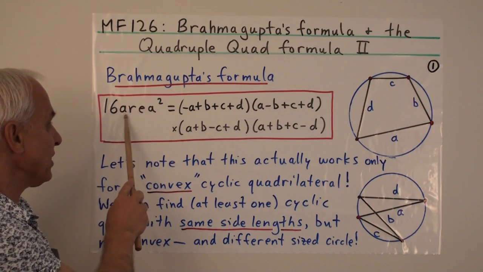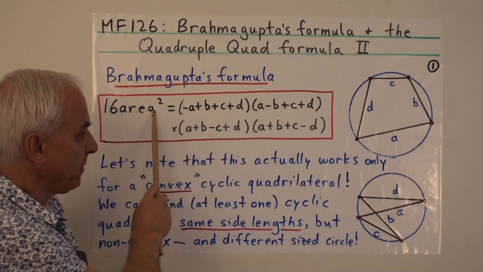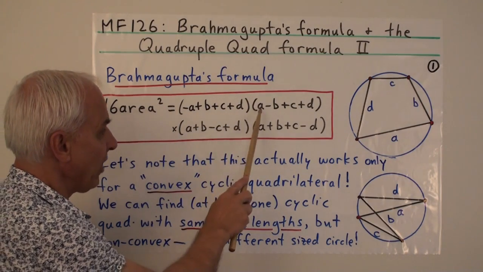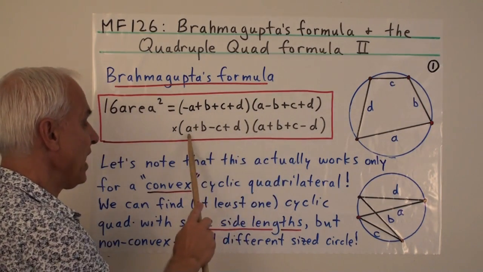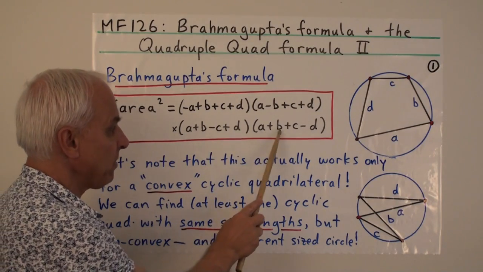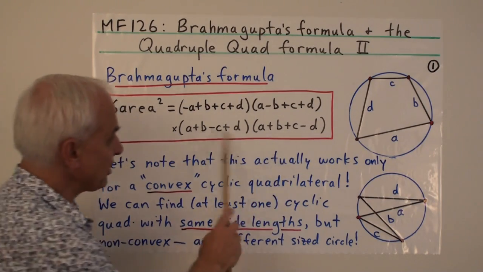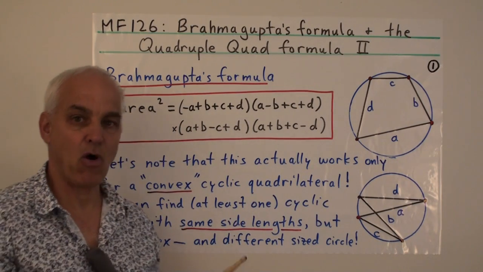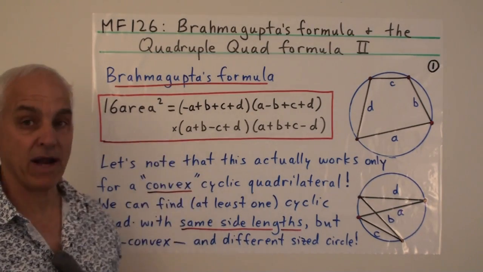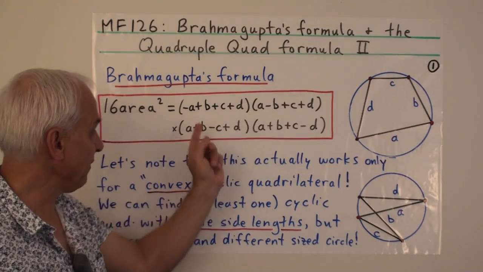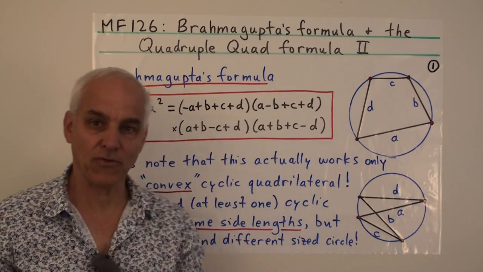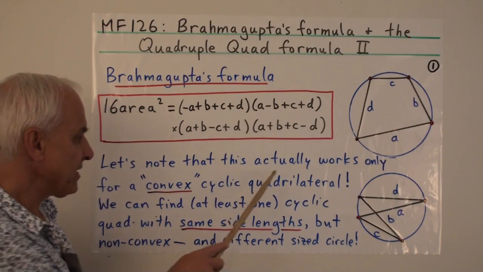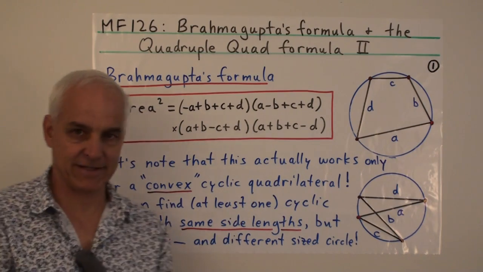So 16 times the square of the area is this combination: minus A plus B plus C plus D, times A minus B plus C plus D, times A plus B minus C plus D, times A plus B plus C minus D. And it's easy to remember because we're taking A plus B plus C plus D and looking at all 4 ways of introducing a single minus sign in front of A, in front of B, in front of C, in front of D, and then multiplying those 4 terms together.